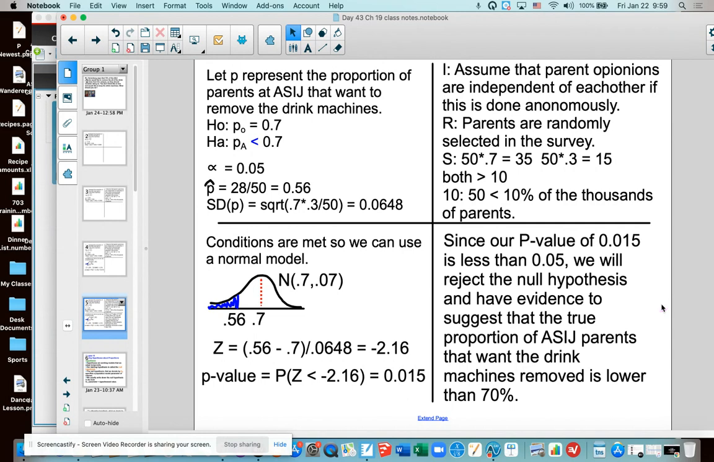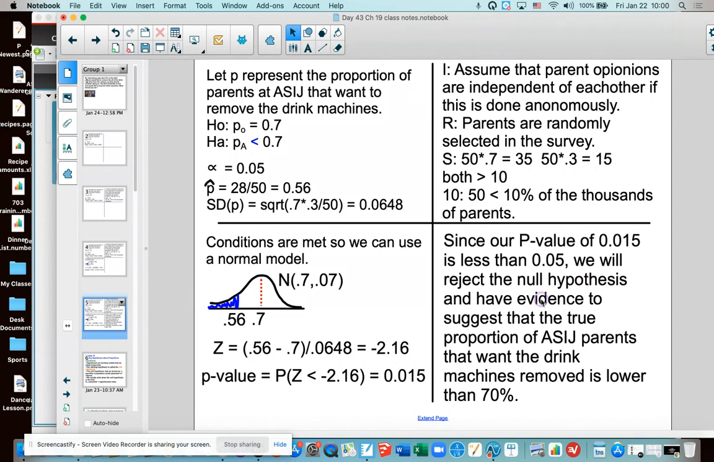Since our p-value of 0.015 is less than 0.05, so I'm just comparing my p-value to my alpha. And this is where that alpha is important. If I would have said my alpha was 0.01 in the beginning, this would totally change my result. I would not be able to reject the null hypothesis. I wouldn't be able to reject that claim. But now, since in the beginning I've set my alpha at 0.05, then I can say, yes, my p-value of 0.015 is less than 0.05.